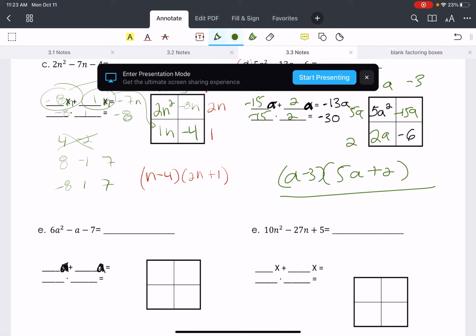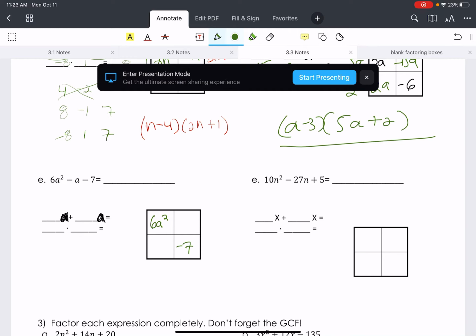Okay. All right, so I put my 6a squared and my negative 7 in here. Okay, so what am I adding to, guys and girls? Negative a. Or negative 1, you can think of it. And then I'm going to multiply 6 and 7. What is 6 times 7? 42. Good, but negative 42.